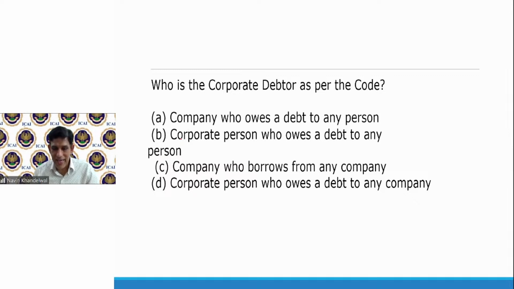Who is a corporate debtor as per the code? Who is a corporate debtor as per the code? So the corporate debtor: a company who owes a debt to any person, a corporate person who owes a debt to any person, a company who borrows from any company, a corporate person who owes a debt to any company.